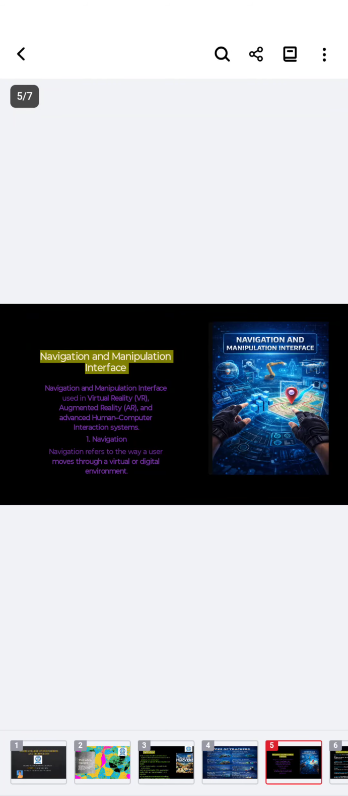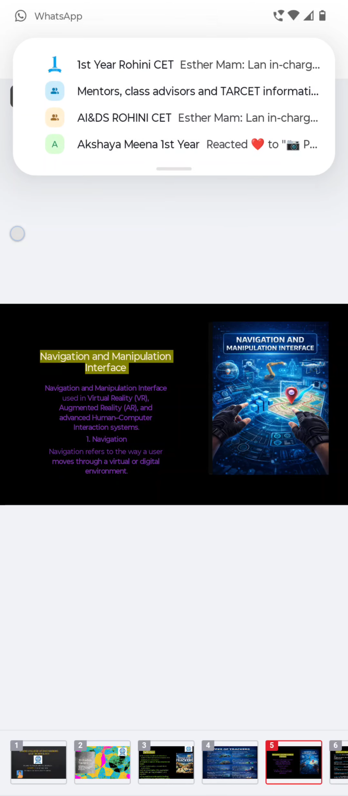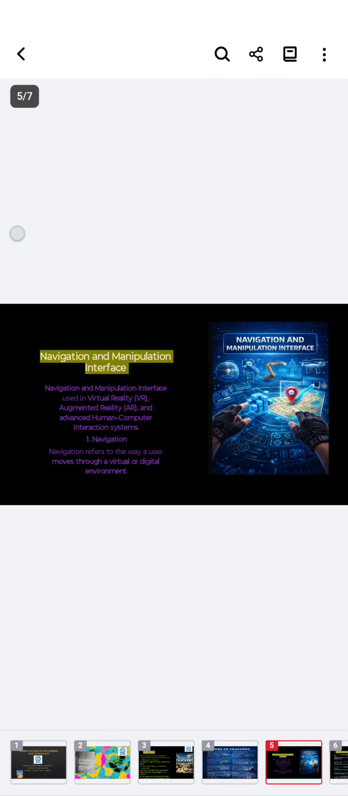So the navigation and manipulation interfaces. This slide introduces the concept of navigation and manipulation interfaces used in virtual reality, augmented reality and human computer interaction systems. Navigation refers to the way a user moves through a virtual or digital environment. It allows the user to change their viewpoint, position or direction inside a virtual space. Examples of navigation include walking or teleporting in a VR world, rotating the viewpoint, zooming in or out of a scene. Navigation helps users explore and understand virtual environments naturally.